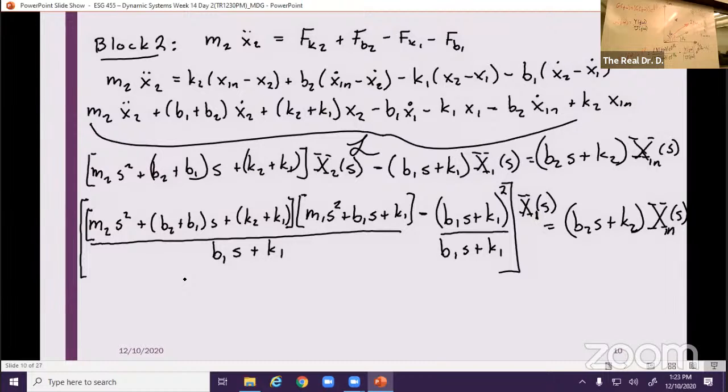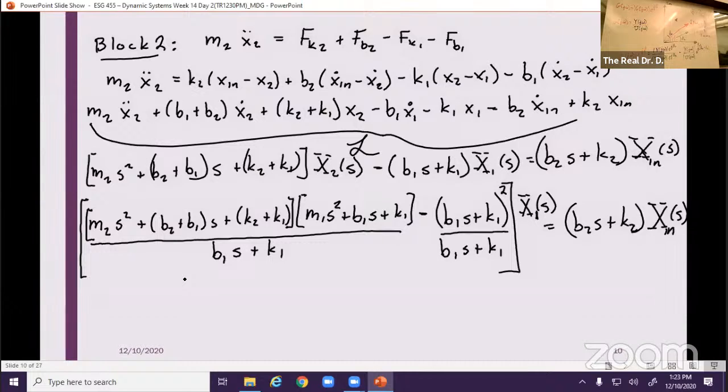So what now? Now is the fun part. Again, because we love the algebra so much, what are we going to do? I'm actually going to multiply this entire thing out, and I'm going to get the actual characteristic equation for this system. So we're going to have to multiply this completely.